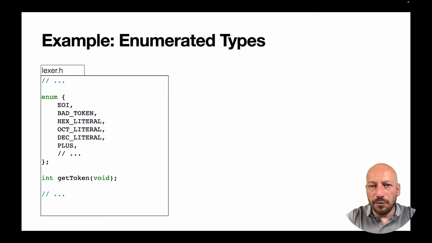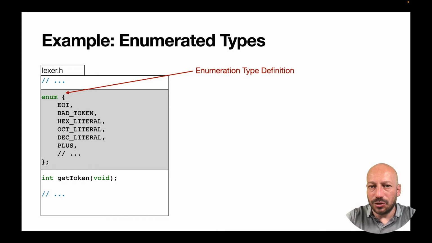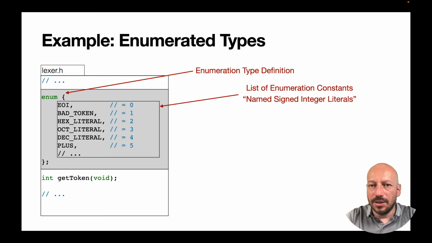For having meaningful identifiers for certain integer literals, you can also use these enumerated types in C. And in this example, you see such a type definition, where in these curly parentheses, you have a list of identifiers. And in this example, the compiler will assign to this first identifier the value 0, to the next the value 1, and so on. So counting begins at 0 and the compiler counts by 1.